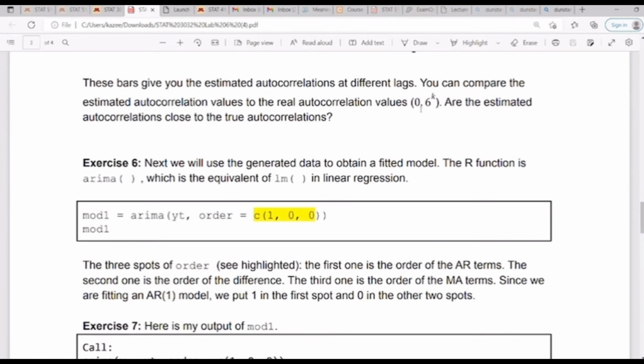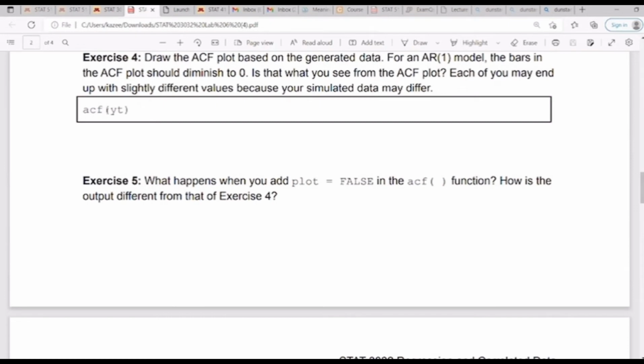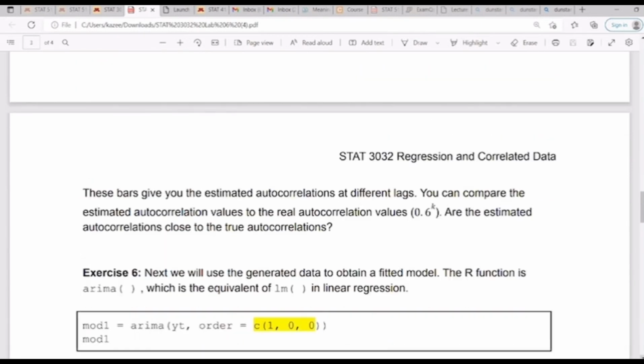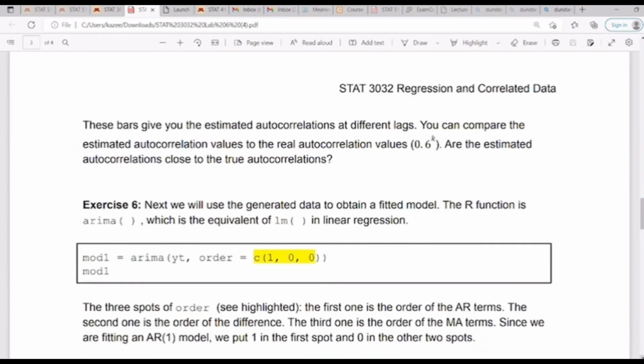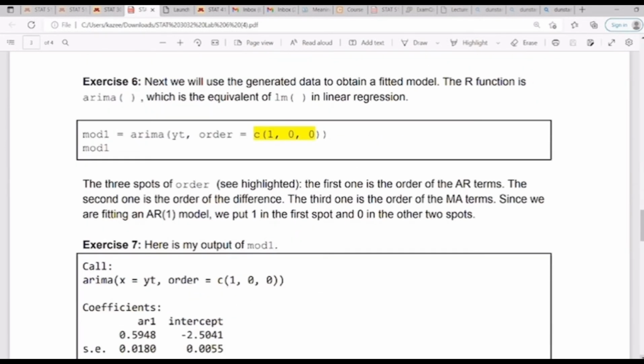If you take a look at this, 0.6 raised to power k, that is a way to get the theoretical autocorrelation at lag k. The one I got here is just getting the plot, and of course you can also have a way to get the autocorrelation function at different lags. Now, what I want to do in exercise 6 is this.